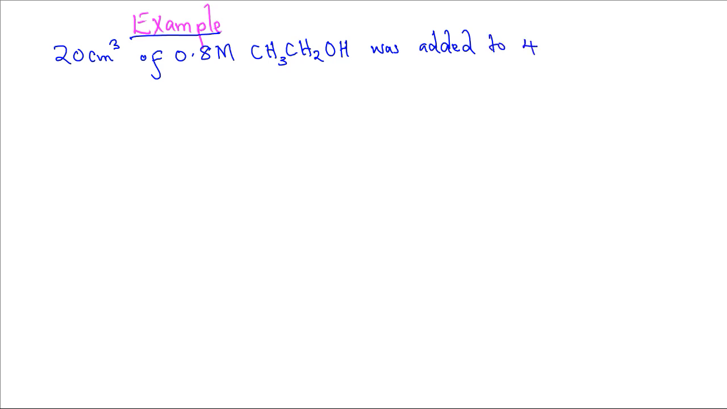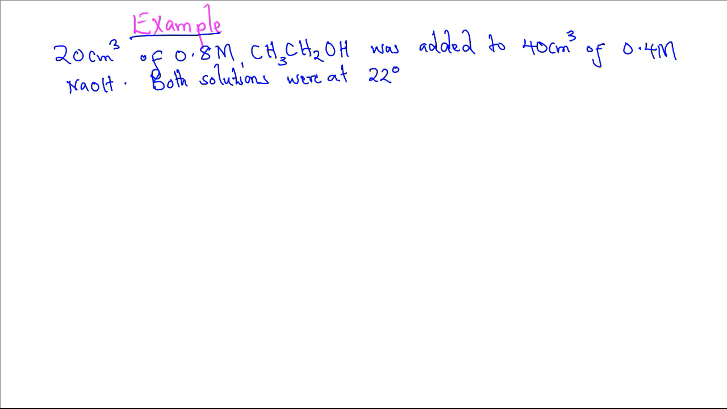20 cubic centimeters of 0.8 molar ethanoic acid was added to 40 cubic centimeters of 0.4 molar sodium hydroxide. Both solutions were at 22 degrees Celsius.